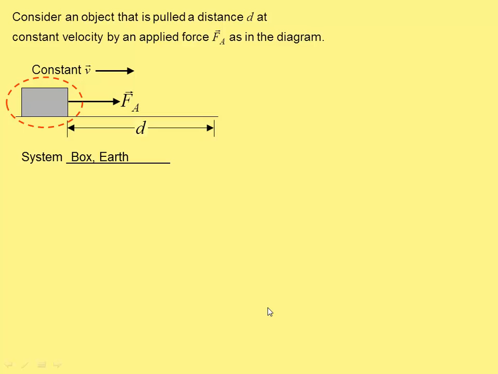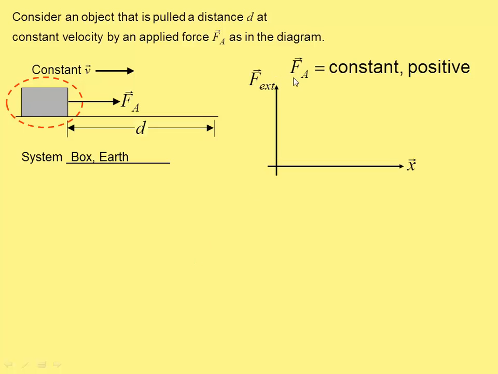So how are we going to figure out the amount of work? Well, the work is being done by this external applied force. So let's think about what we know about this force. Because we're pulling this at constant velocity, the force would have to be constant. And since it's pointing to the right, it would have to be positive. So let's make a graph of that applied external force versus position.